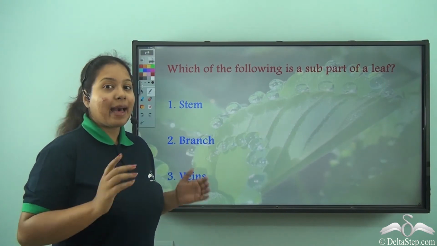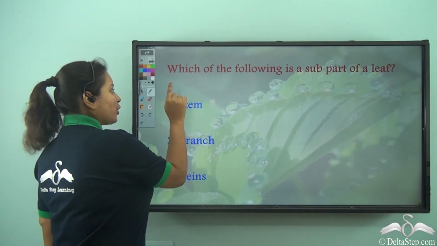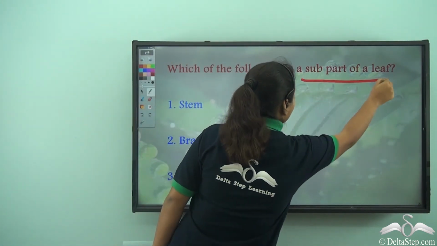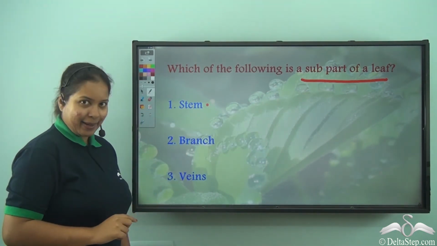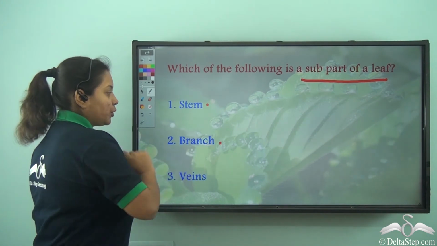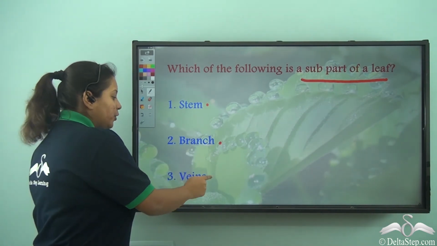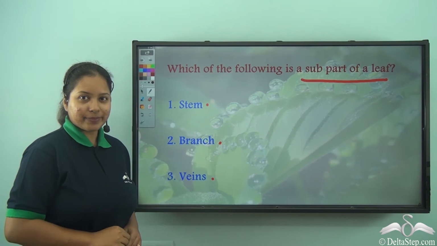So, I have a question for you. Which of the following is a subpart of a leaf? Is it option 1 stem, or option 2 branch, or option 3 veins?